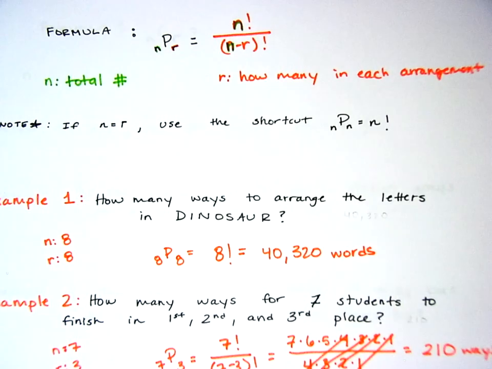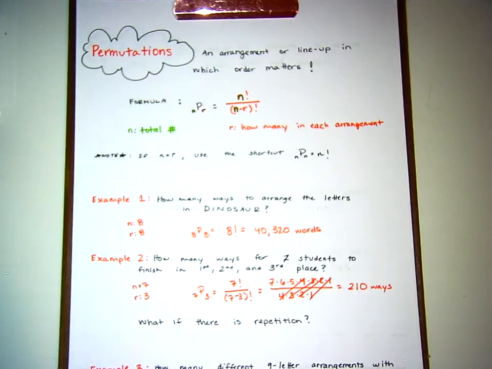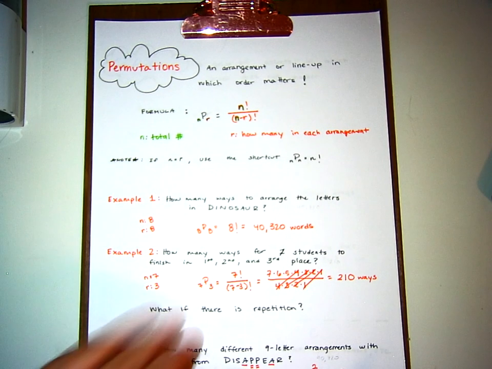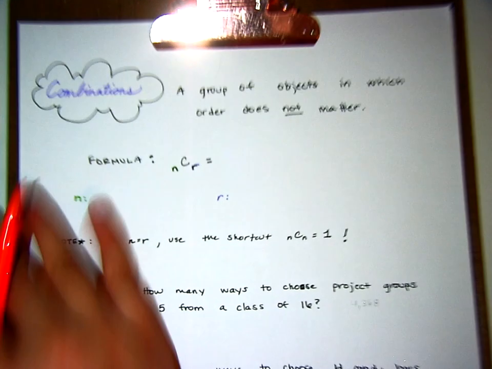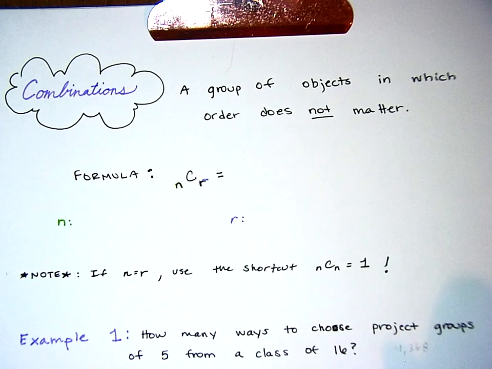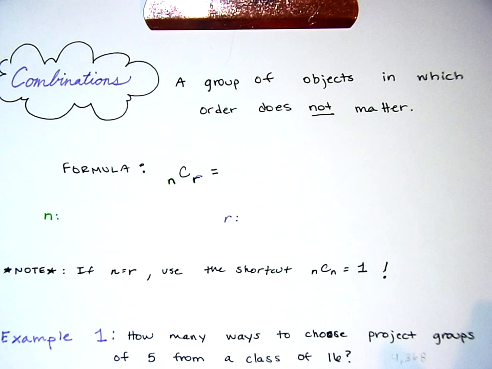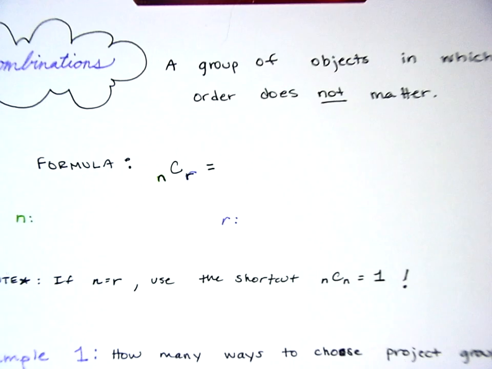And then the last thing we're going to do is our combinations. So this is when we're making different arrangements, but the order does not matter. So when we change the order of the objects, it's still the same arrangement. So it doesn't count for a new outcome or arrangement. So combinations. This formula is very similar.